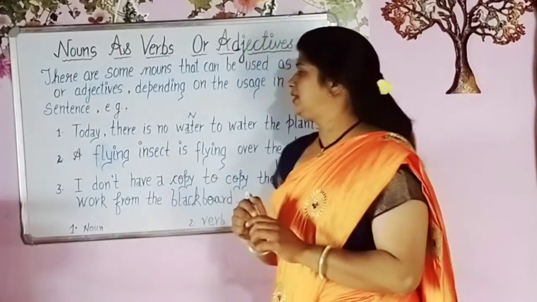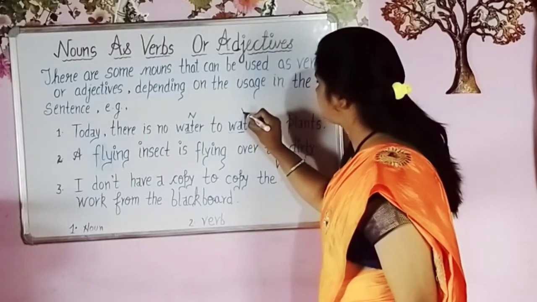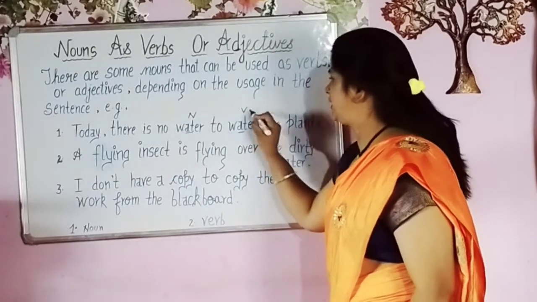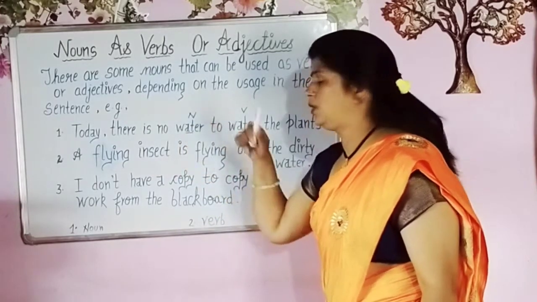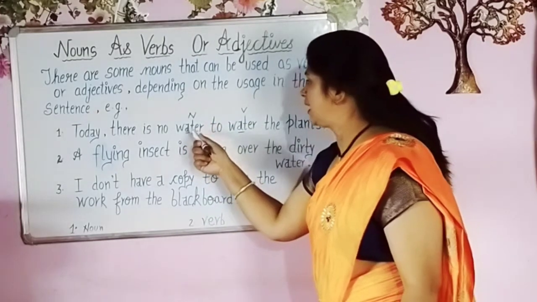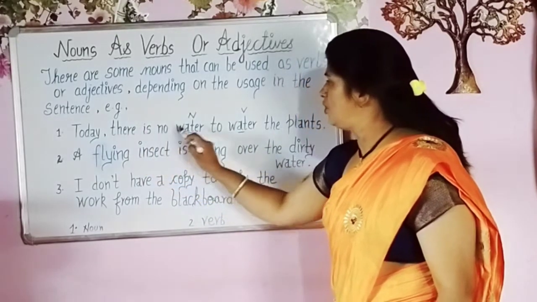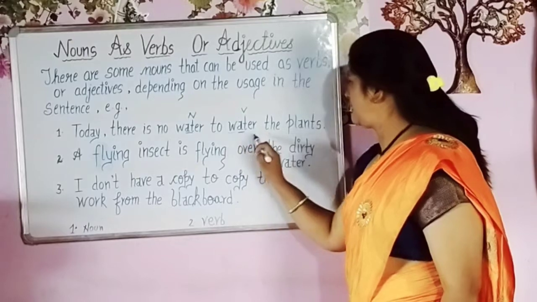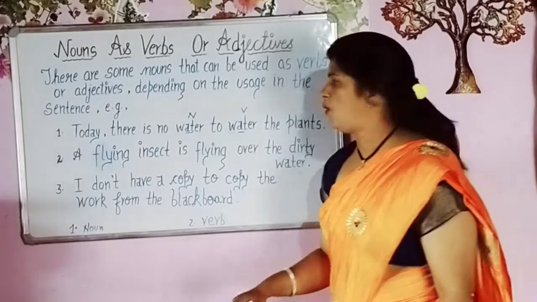That means, today there is no water to water the plant. प्लांट्स को पानी देने के लिए कोई पानी नहीं है. सो यहाँ पे टू वाटर क्या है? दिस इज योर वर्ब. वर्ब है, काम है. और यहाँ पे क्या है? इट इज नाउन, बिकॉज वी आर टॉकिंग अबाउट वाटर ओनली. सो हैव यू अंडरस्टूड? देयर इज नो वाटर टू वाटर द प्लांट. राइट? नाउ सी द सेकंड वन.